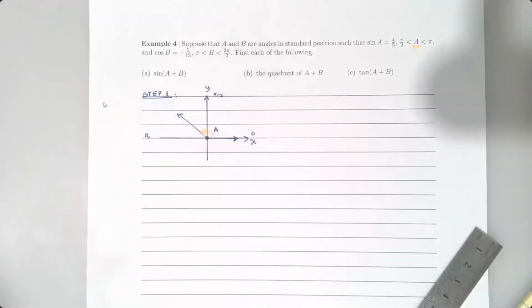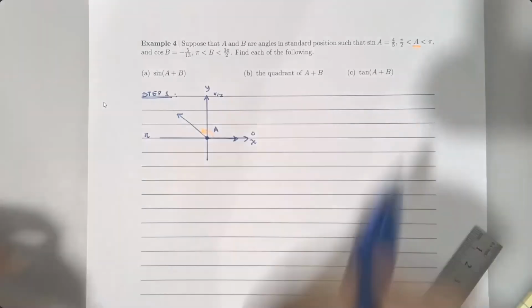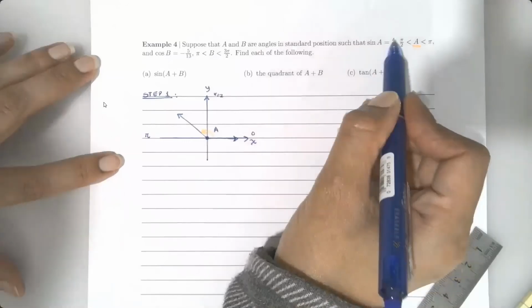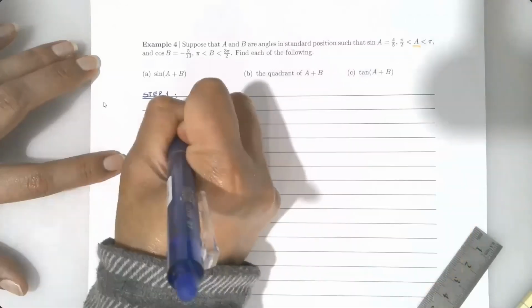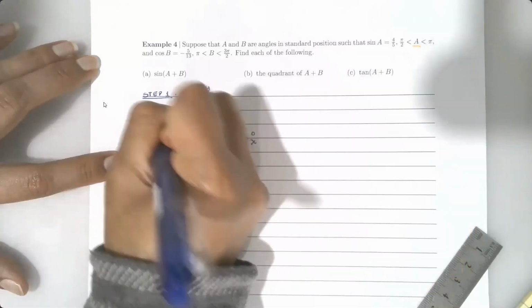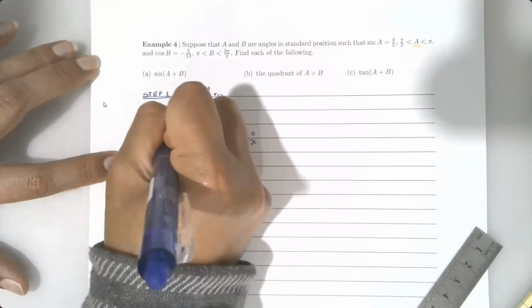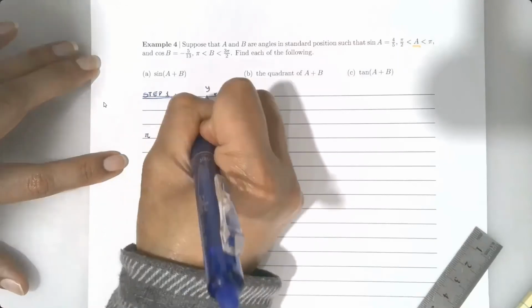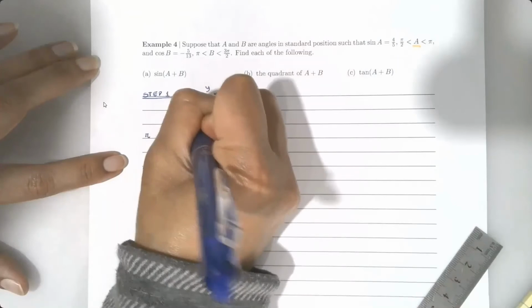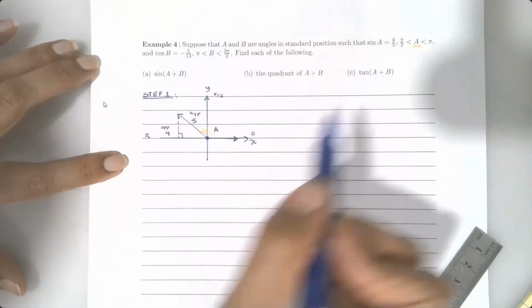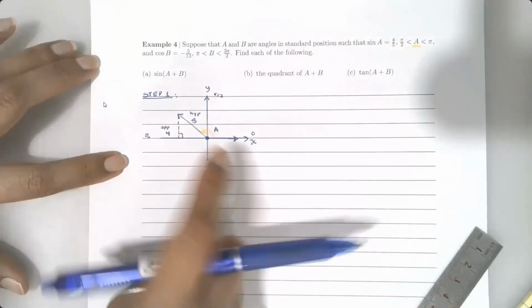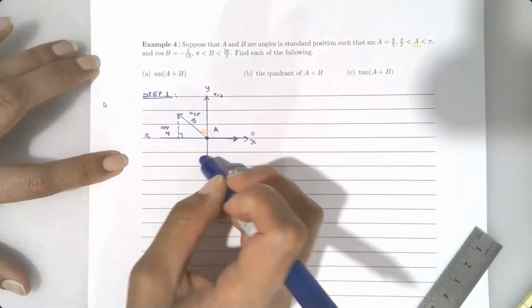Now, what information do we know about A? Well, we know that sine of angle A is 4 over 5. So that means that we have opposite is going to be 4 over hypotenuse. That is going to be 5, because that's sine. The adjacent side we're able to find using the Pythagorean theorem. So let's give that a try.